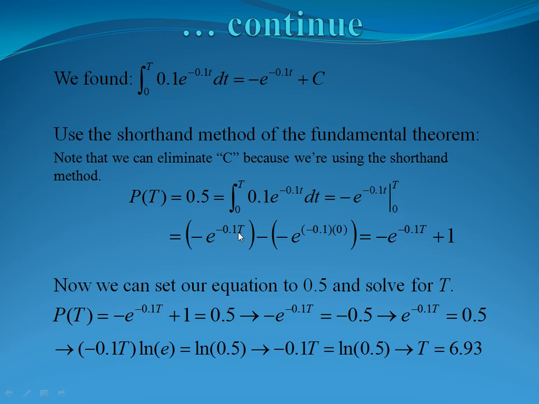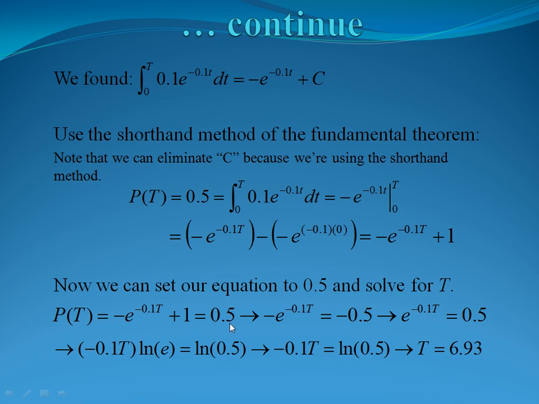We plug in our capital T as our upper bound, minus, and then we plug in 0 as our lower bound. Notice here that we're subtracting a negative, so those will cancel. We're going to end up with e to the 0. Anything to the 0 is just 1. So we have negative e to the negative 0.1t plus 1. Now we want to know, when does that equal 0.5? So we set our equation equal to 0.5 to solve for t. Our CDF, now that we've calculated the antiderivative, is negative e to the negative 0.1t plus 1 equals 0.5.